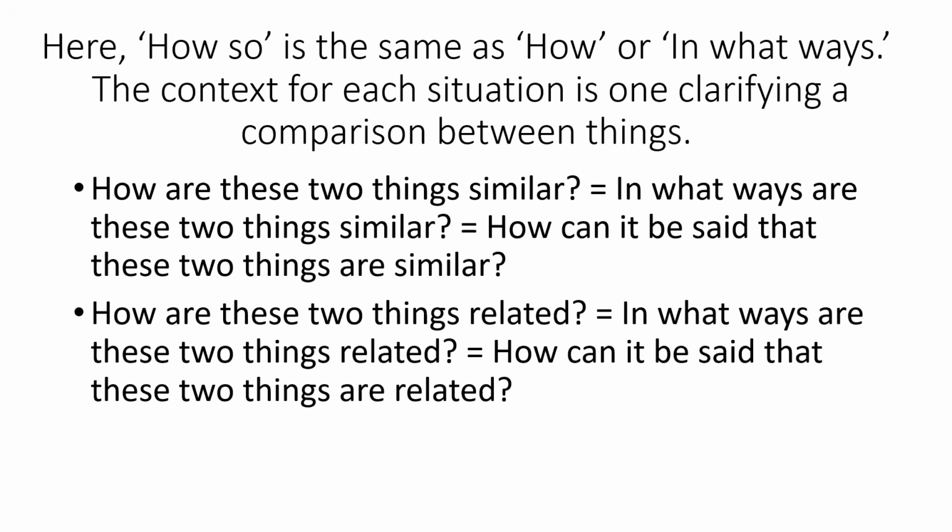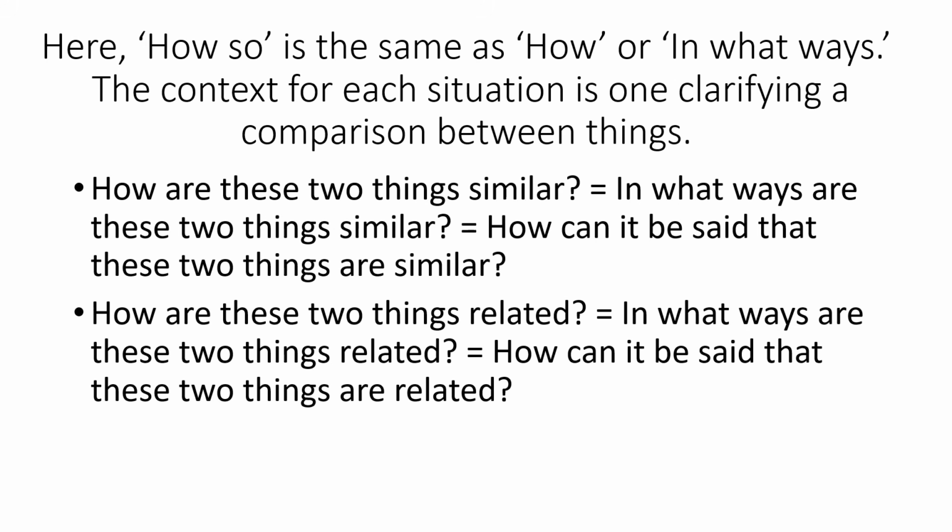Here, how so is the same as how, or in what ways. The context for each situation is one clarifying a comparison between things. How are these two things similar equals in what ways are these two things similar? How can it be said that these two things are similar? This third one is extremely formal sounding. It is not used in everyday spoken English.